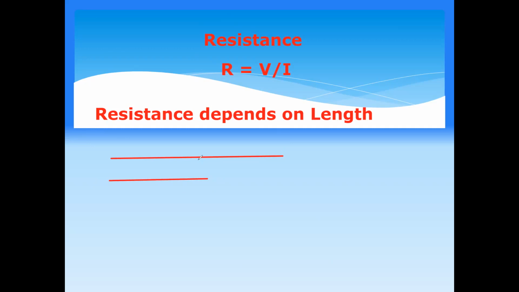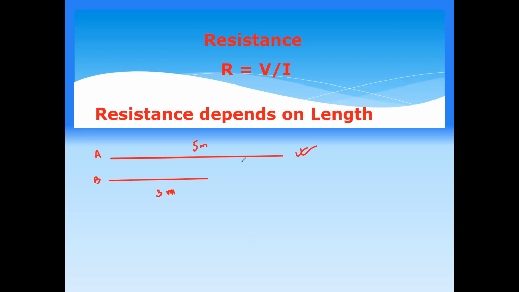So if we have two wires of the same area but different length, sample A is 5 meters long and sample B is 3 meters long. Which one do you think will have the higher resistance, A or B? Yeah, that's right. A will have the higher resistance because when the wire is longer, the charges have to pass through a greater length. That's why the resistance also increases.